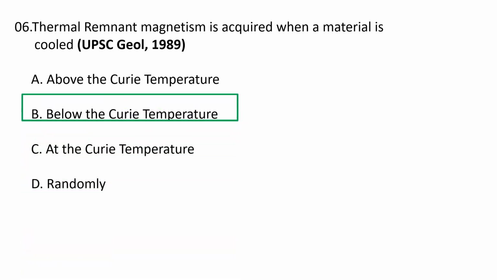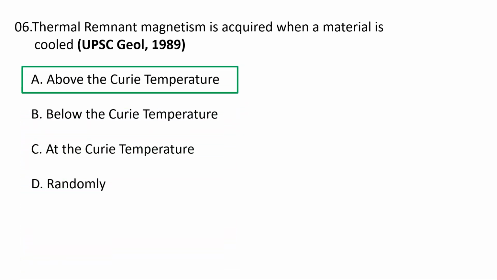So thermal remnant magnetism is acquired when a material is cooled above the Curie temperature. TRM is also known as thermal remnant magnetization. TRM is the remanence acquired by a rock containing ferromagnetic substances when it is cooled from a temperature above its Curie temperature to a lower temperature in the presence of a magnetic field. Then that is known as a TRM. So here the correct answer is A, above the Curie temperature.